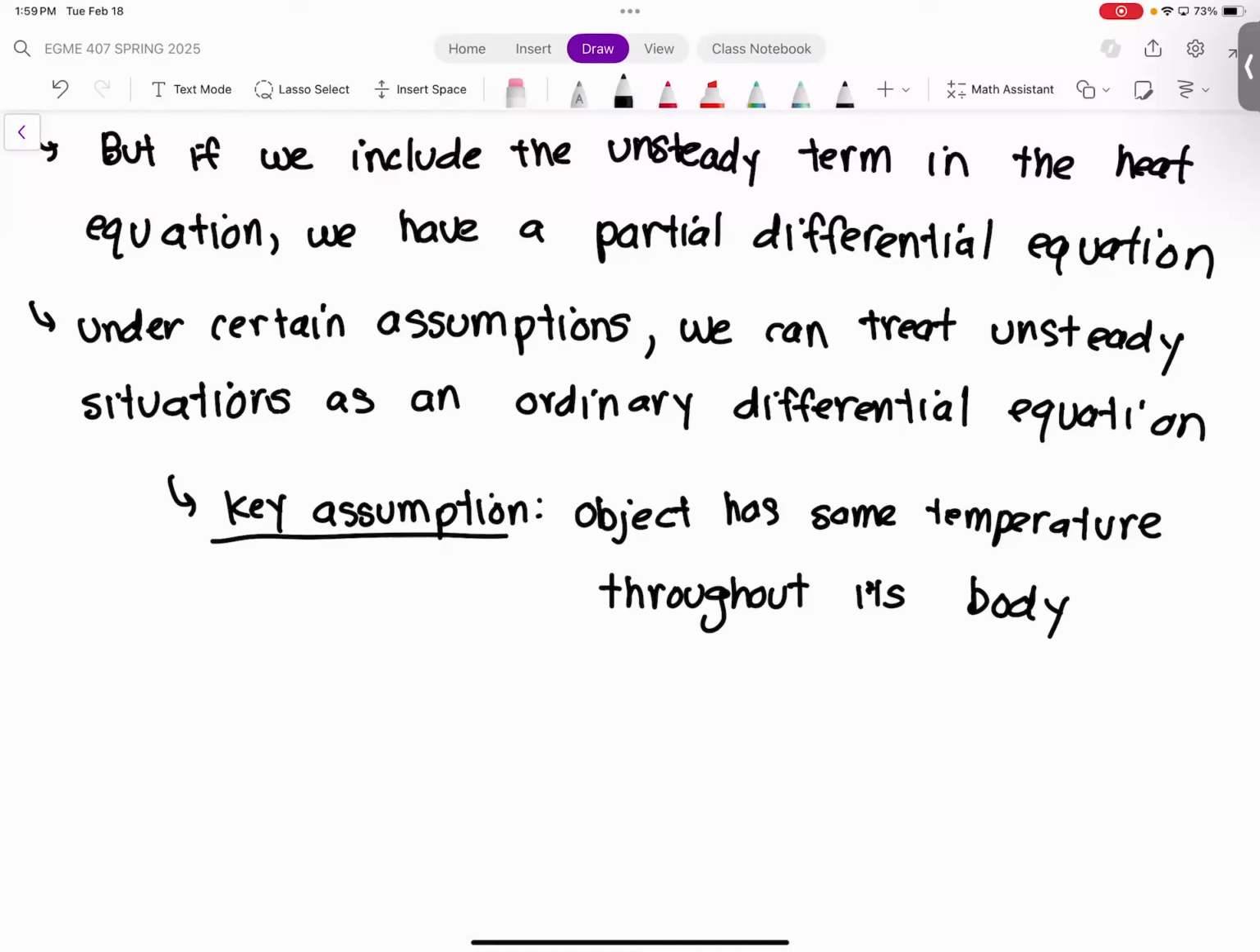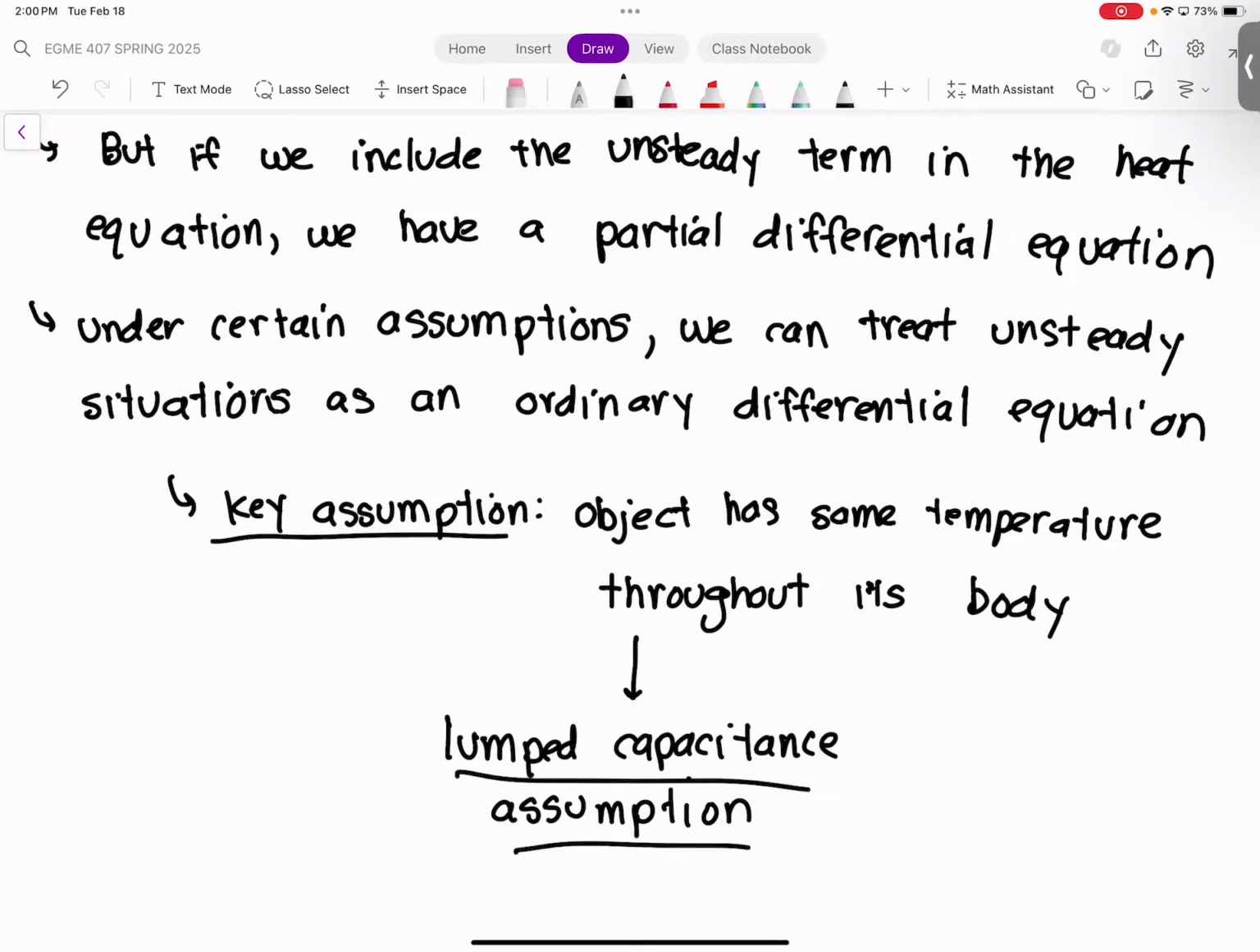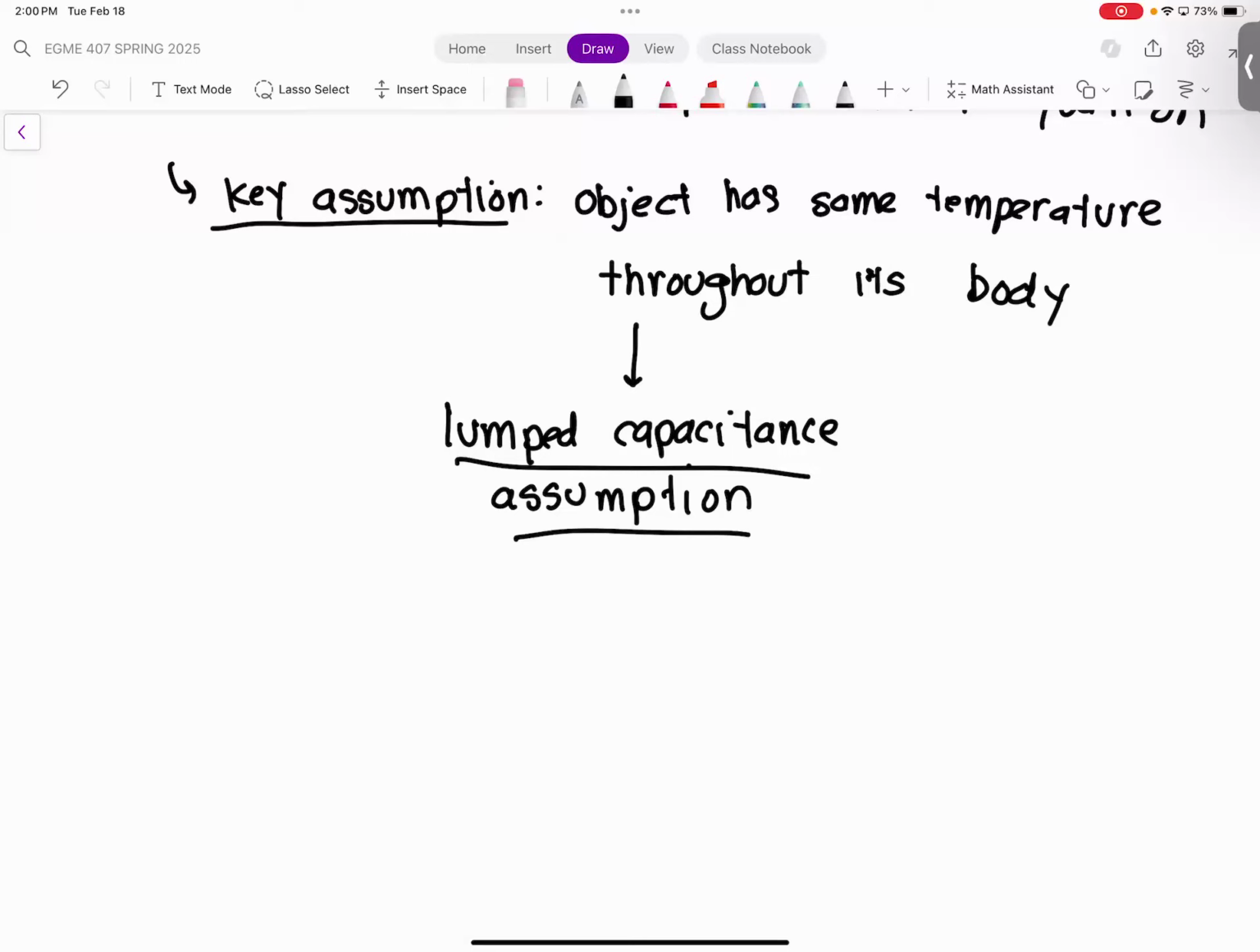Okay. So this assumption right here has a specific name. This assumption is called the lumped capacitance assumption. And while this is certainly not true a lot of the time, it can be true in certain key situations. So let's look at an example of where this can be true.